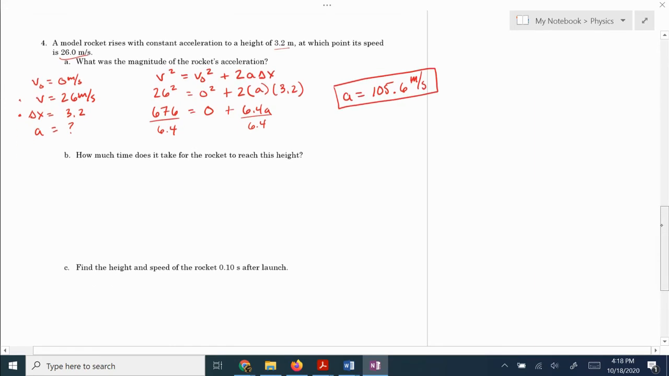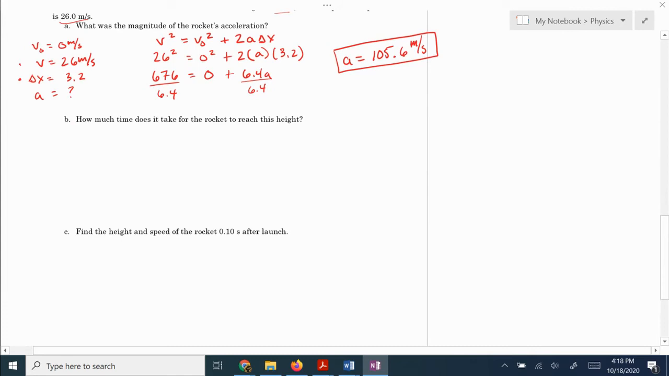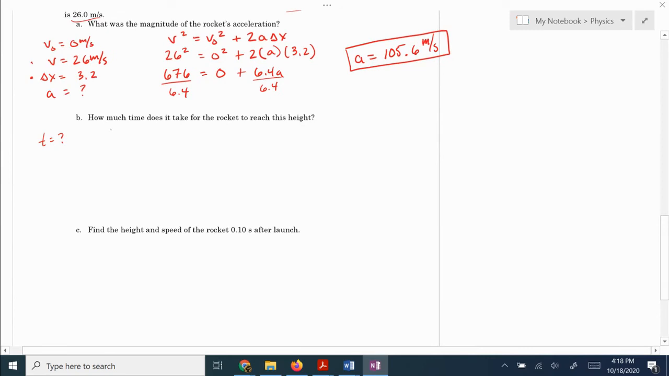Next, how much time does it take the rocket to reach this height? We know all this information, plus we know a, and we're looking for t. There's a couple different ways you could do this. However, the easiest is probably to use the Paul equation. In theory, you could use either the Paul equation or the John equation, but you would have to do some square rooting if you used the John equation. So it's just easier to use the Paul equation.